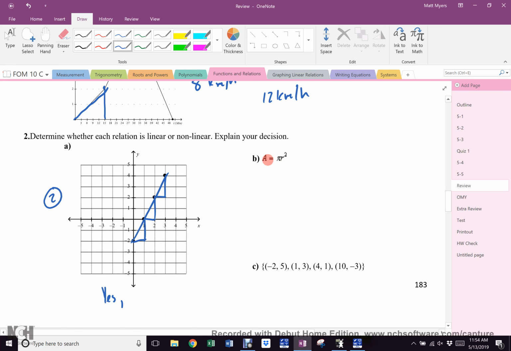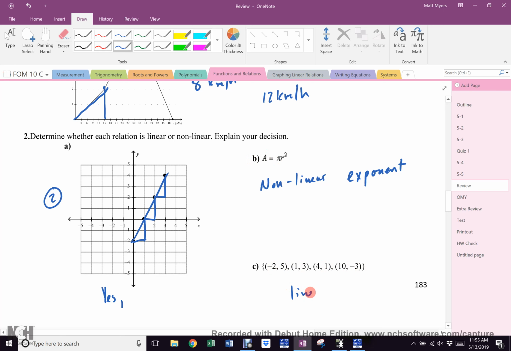Oh, Rylan, go. Oh, not linear. Non. Why? Because it has the exponent. Right, because it's got an exponent. Because when I change that r, if it's 1, then the area is 3.14, right? It's pi. When it's 2, it's 4 pi, right? Okay, good. And what about this one?